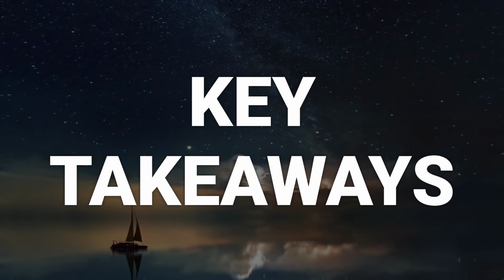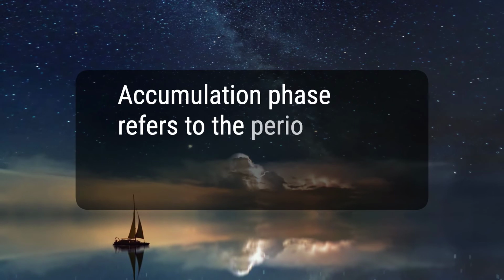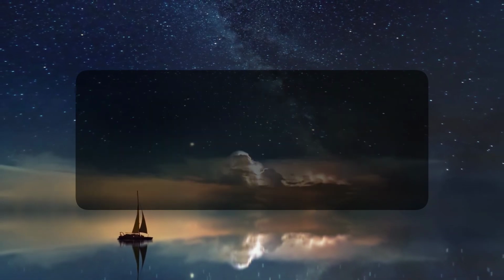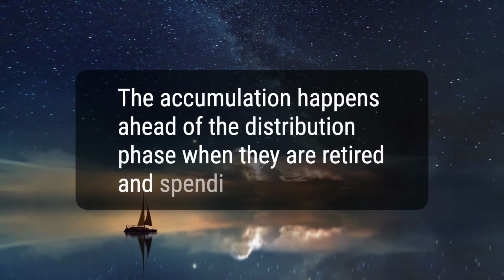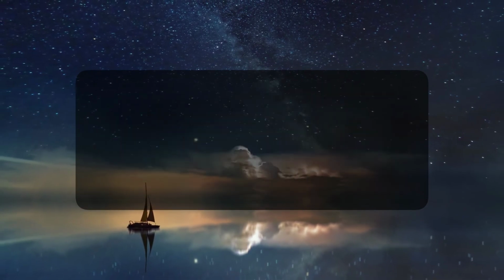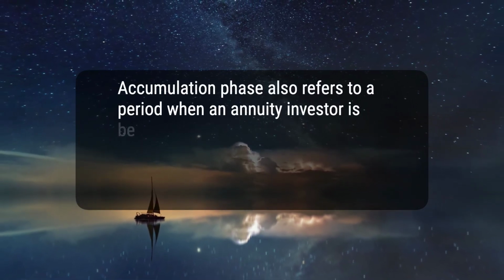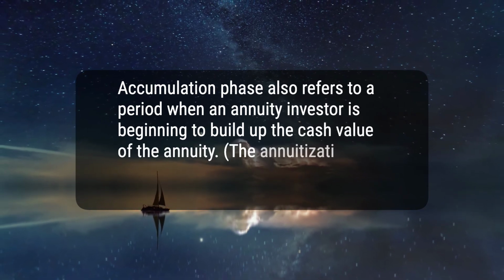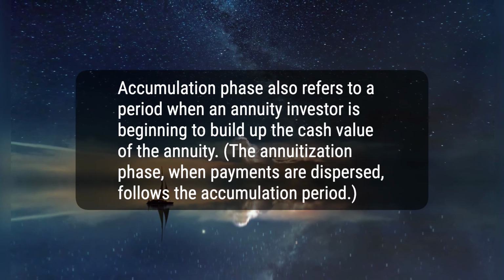Here are 4 key takeaways. 1. Accumulation phase refers to the period in a person's life in which they are saving for retirement. 2. The accumulation happens ahead of the distribution phase when they are retired and spending the money. 3. Accumulation phase also refers to a period when an annuity investor is beginning to build up the cash value of the annuity. The annuitization phase, when payments are dispersed, follows the accumulation period.